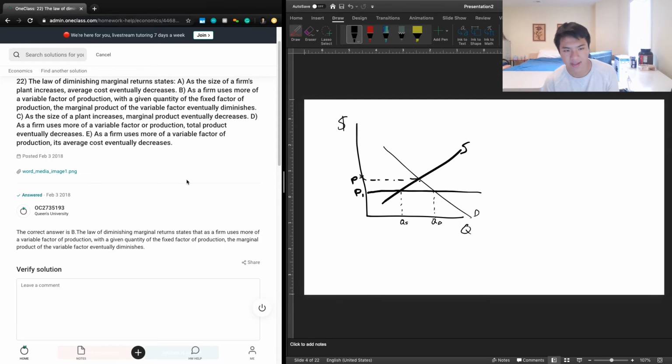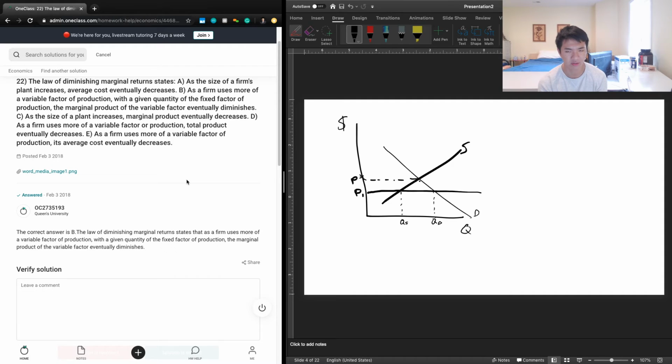And E says, as a firm uses more of a variable factor of production, its average cost eventually decreases. We touched upon this earlier, but as you continue to use variable factors of production, it can become more and more expensive to continue to use those variables. And so we would actually maybe see average costs eventually increasing rather than decreasing. And so E is not going to be the right answer here. And so B is going to be the best answer here.